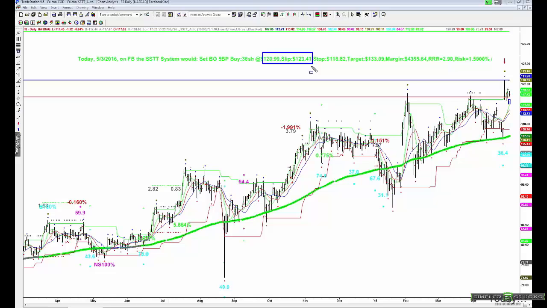And if you miss the trade, that's okay. We'll just go get into another trade. And so our stop is at 116.82, and we have a target of 133.09. This gives you a risk-reward ratio of 2.9, and on this trade, we are going to risk 1.5% of our account value.